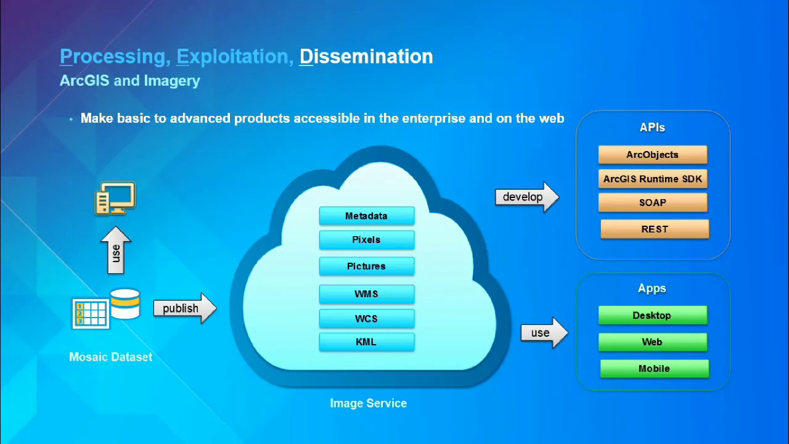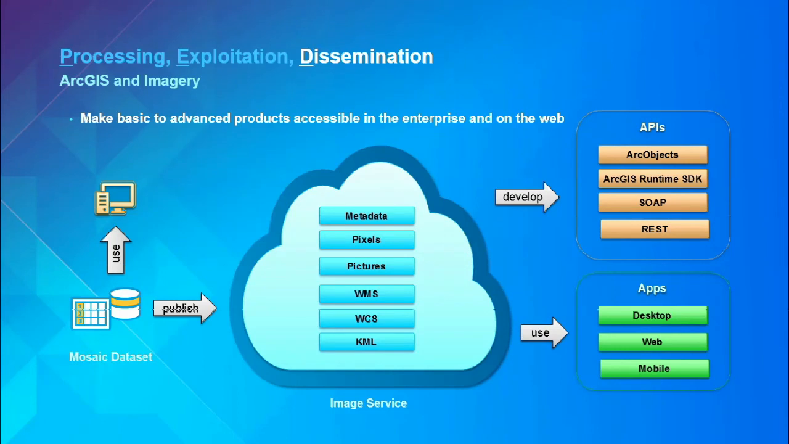In the process of developing these things, the Mosaic dataset can feed me metadata. On a service or directly off the Mosaic dataset, I can see all the metadata associated with things. I can get at raw pixels. I can get at what we refer to as pictures, which means nicely visualized pictures, but not for analysis. I can serve out all the OGC standards of WMS, WCS, KML. All of that's available on an image service.